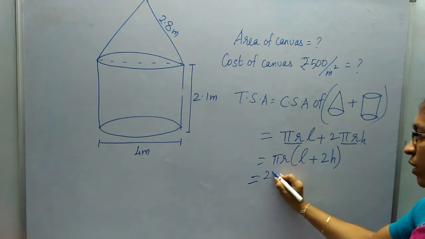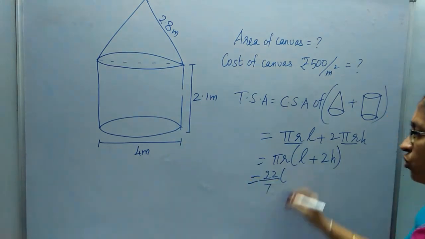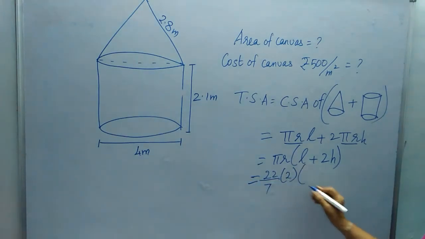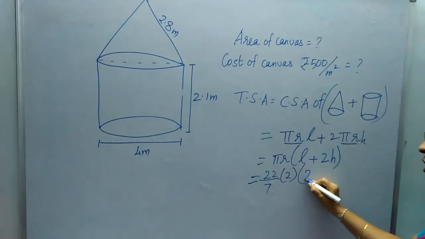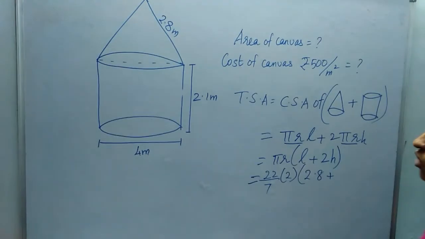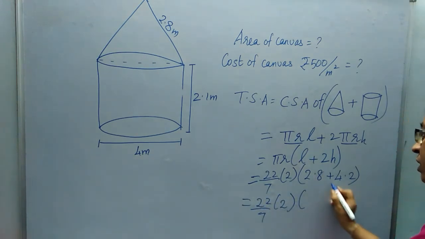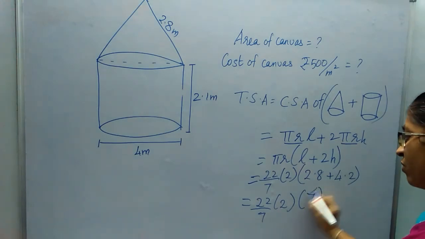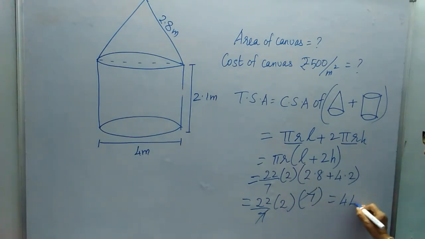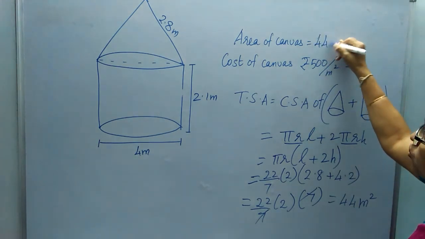So pi, 22 by 7 is the normal value for pi. Radius is nothing but here the diameter is 4, so radius will be 2 here. L plus 2 times h. L is given as 2.8 slant height, and h is 2.1, so 2 times it will be 4.2. So the answer will be 22 by 7 into 2 into 7. After simplification, we are getting the answer as 44. The unit is meter square. So our first answer is 44 meter square.